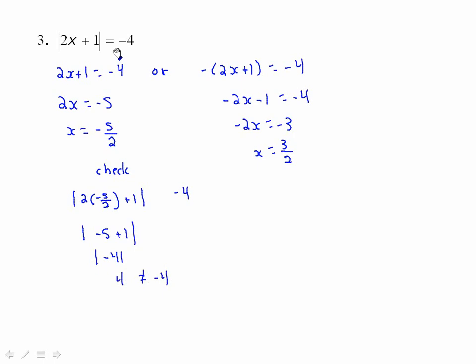And in fact, if you take a look, you'll see that there's no way that anything is going to work, because the absolute value must be greater than or equal to 0. So the absolute value of 2x plus 1 must be greater than or equal to 0. So therefore, there's no solution. There's no way you could get an answer for this problem.